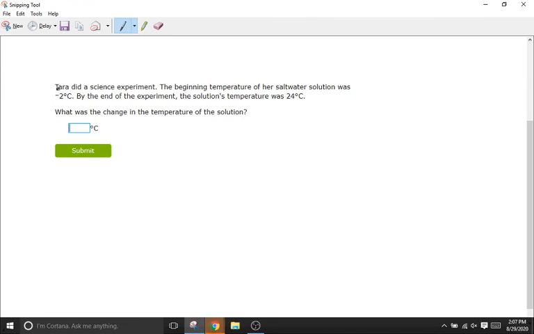Okay, so there is no first and second paragraph here. We're just going to look at the first one, no problem. But let's highlight our information. So the beginning temperature of her saltwater solution was -2. So we start at -2. Okay, and by the end of the experiment, the solution temperature was 24. So we start at -2 and then we end up at 24. What was the change in temperature of the solution?